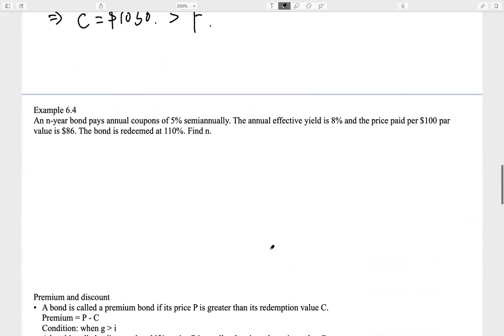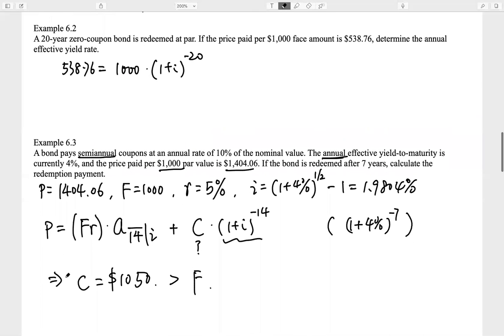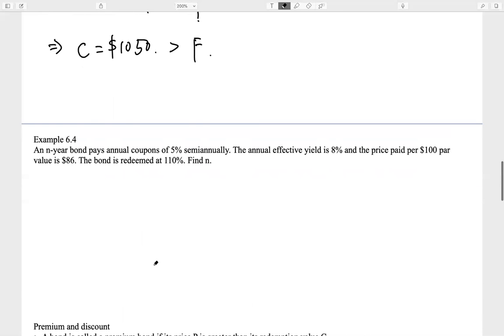The next question discusses something different, right? So we can calculate with everything given except the one we want to calculate. So here we know everything, we don't know the redemption value, we can calculate. In the next question, we know everything except n. We can calculate. So let's take a look.